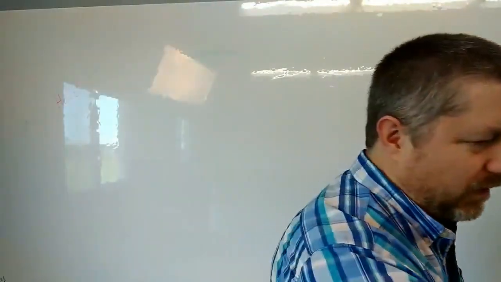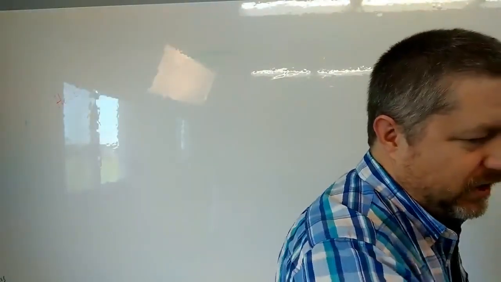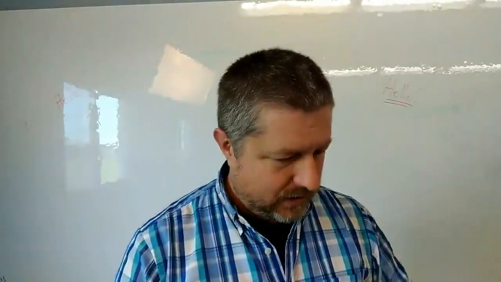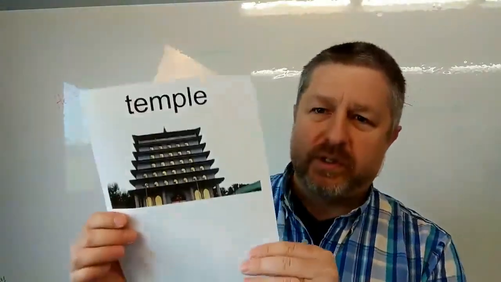So those were the 4 religious buildings. I'll just review them quick again. If you are Muslim, you would go to a mosque. If you are Christian, you would go to a church. If you are Jewish, you would go to a synagogue. And if you are Buddhist or some of the other religions, you would go to a temple. So those are your 4 religious buildings.